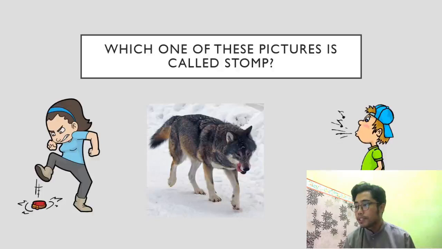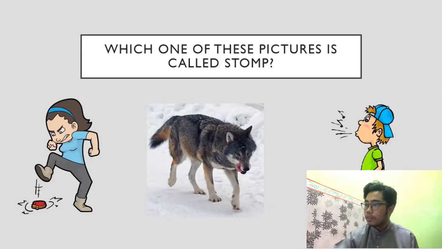The second picture is a fox. I'm sorry, it's a wolf. It's also walking. Walk, same as the boy. So the answer is picture number 1. Number 1 is stomp. The angry woman. She's throwing her wallet, and she's about to step onto the wallet.